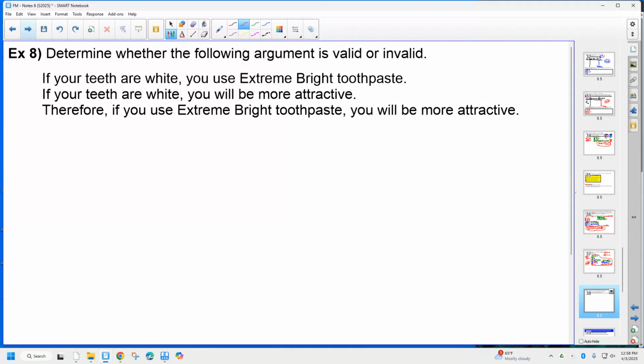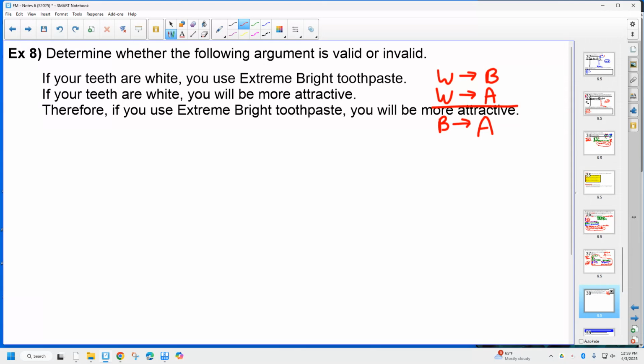Number 8, same question. Determine whether or not this is valid. If your teeth are white, you use extreme bright toothpaste. If your teeth are white, you will be more attractive. Therefore, if you use extreme bright toothpaste, you will be more attractive. This kind of sort of almost looks like that transitive one, but it's not. And so this makes me think that it's invalid.